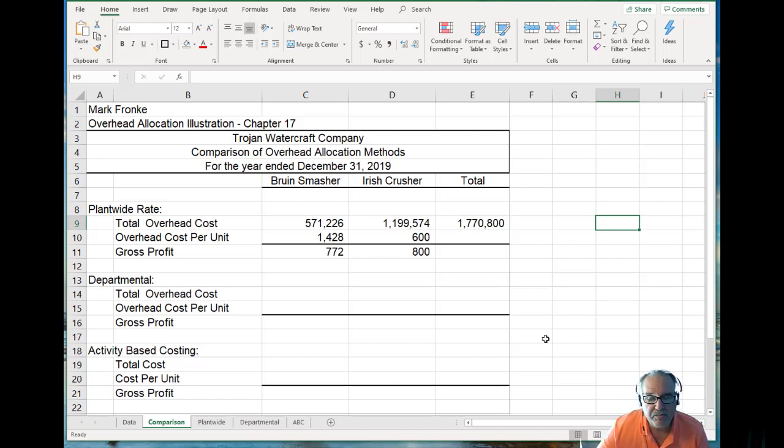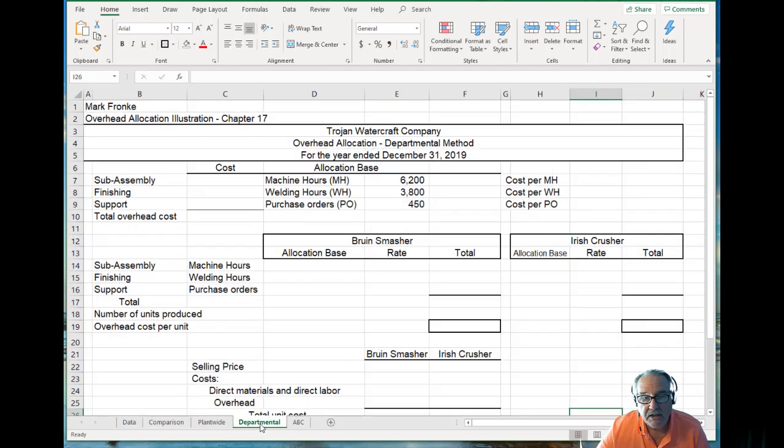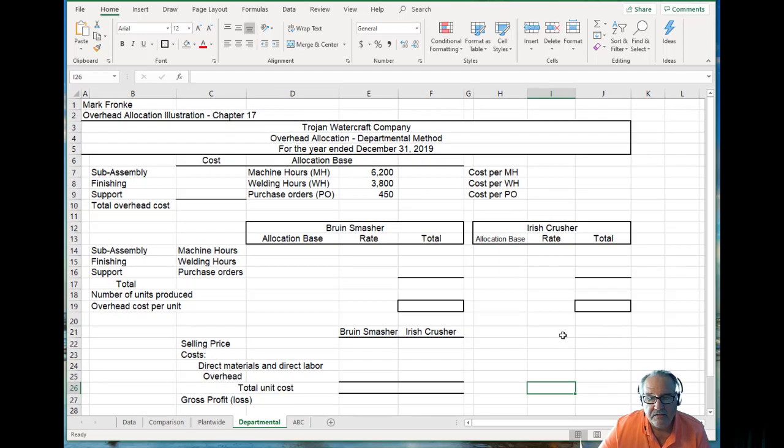That's not going to change. So now let's move on to the departmental rate. The departmental, we're going to do in effect the same calculation. However, in this case, we're going to have to do it 3 times, and rather than use machine hours for everything, we're going to use machine hours for the sub-assembly department. We're going to use welding hours for the finishing department, and we're going to use purchase orders for the support department. So first step is to drop the cost in.